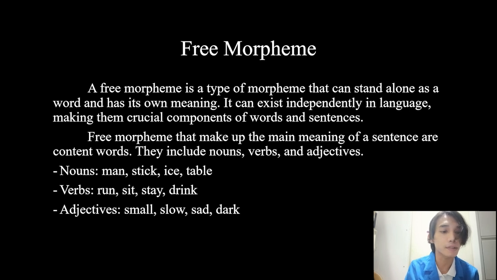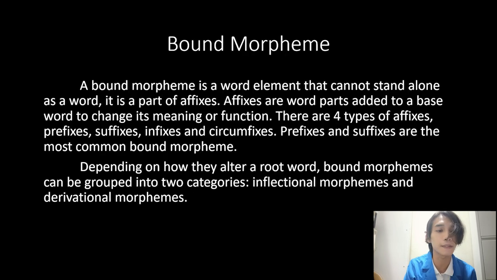A free morpheme is a type of morpheme that can stand alone as a word and has its own meanings. It can exist independently in language, making them crucial components of words and sentences. Free morphemes that make up the main meaning of a sentence are content words. They include nouns, verbs, and adjectives. The nouns are, for example, man, stick, ice, table. For verbs: run, sit, stay, drink. And for adjectives: small, slow, sad, and dark.